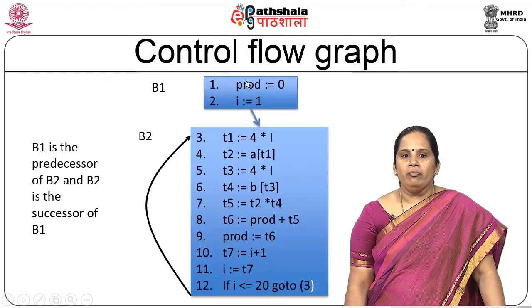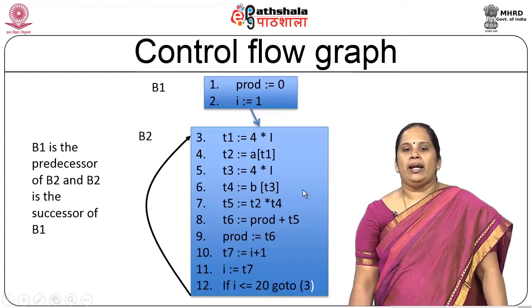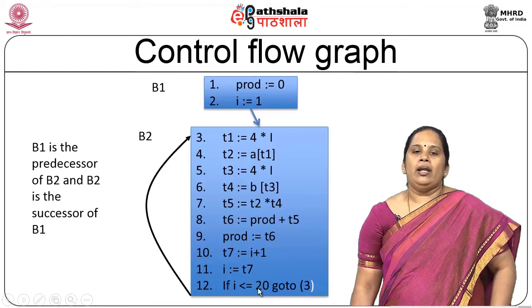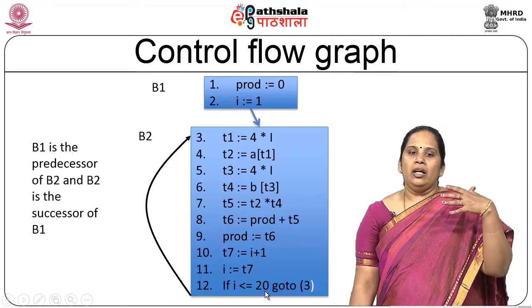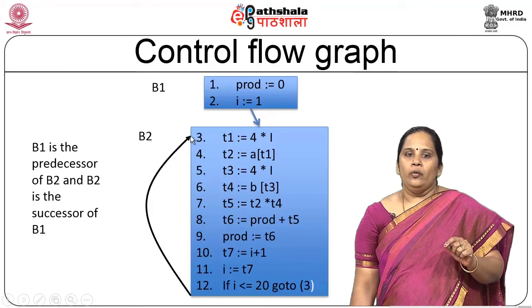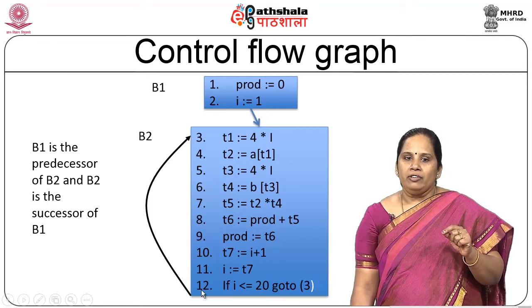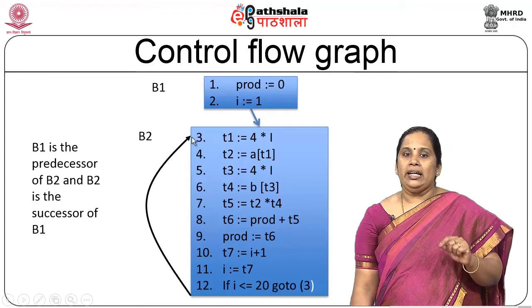So statements from 1 to 2 will be block B1, which is going to be a leader, and statements from 3 to 12 will be another leader, and after this 12, whatever comes next will form the next basic block. And I have an edge from here to here, which indicates a control flow, because I have a target jump. So after this I have to go here.